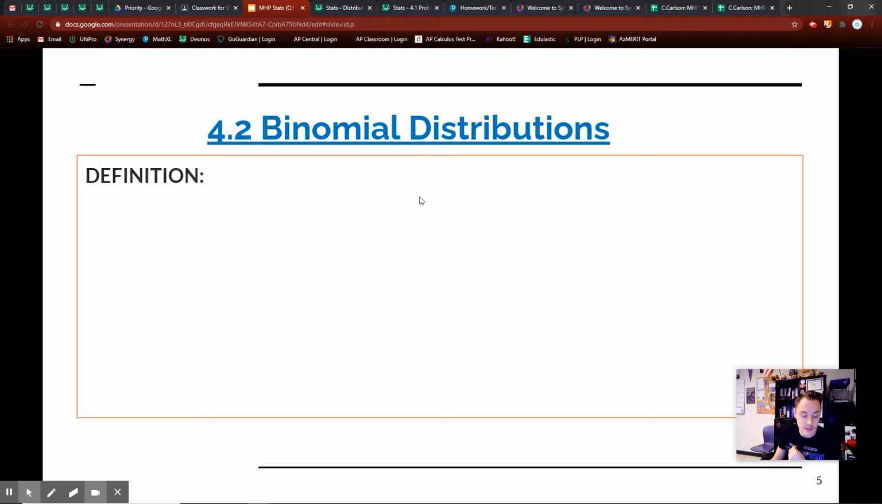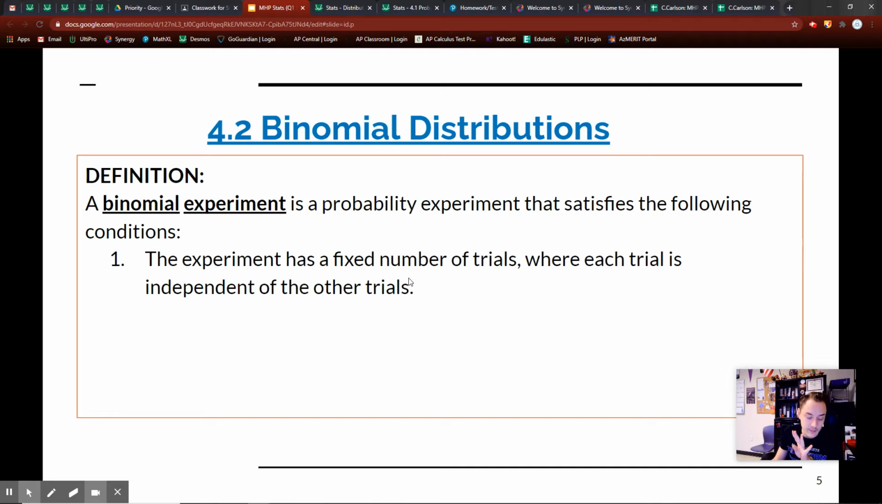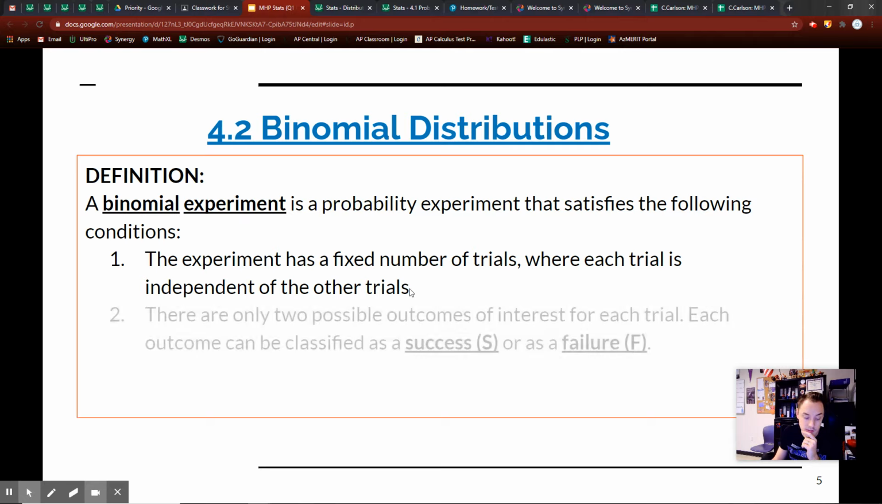Let's get right into the actual definition. What is it? A binomial experiment is a probability experiment that satisfies the following conditions. And there are four conditions. Number one, the experiment has a fixed number of trials where each trial is independent of the other trials.